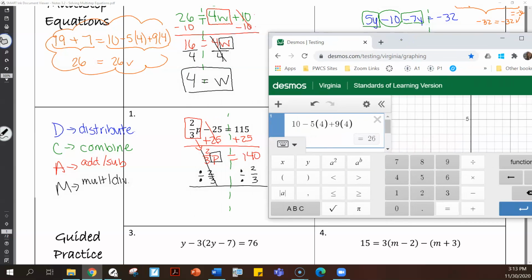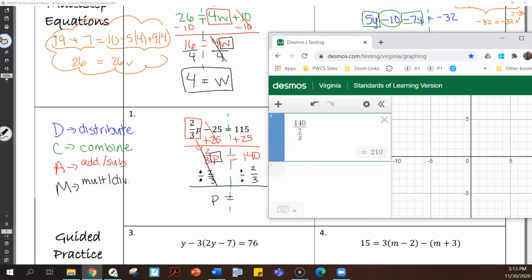So I know that my 2/3 are going to reduce out. They're going to reduce to 1. That was the whole point of me dividing by 2/3 to begin with. So those fractions are going to cancel, and my P is going to come down. 140 divided by 2/3. Okay, again, like I said, it looks weird in Desmos, but this here is doing exactly what this is doing. And my answer here is 210. As always, you can plug it back in to check to see if it's correct.